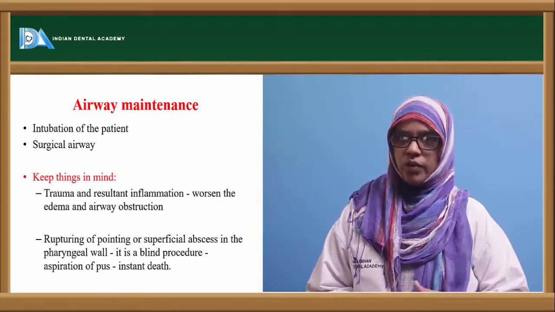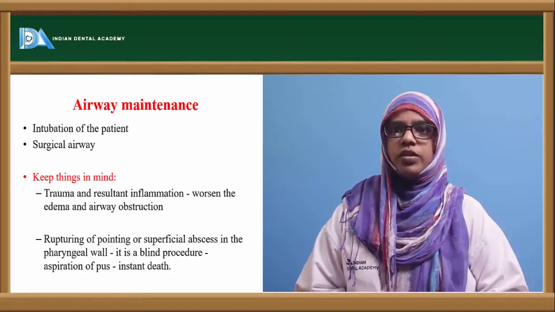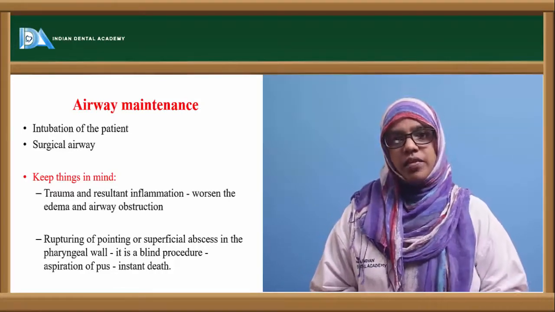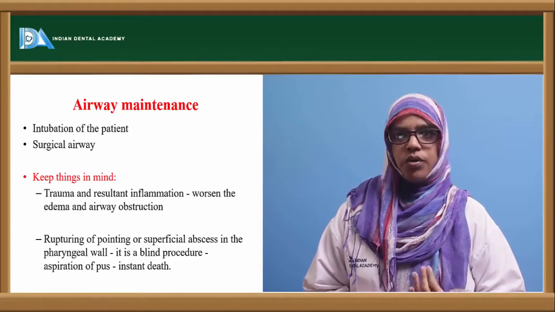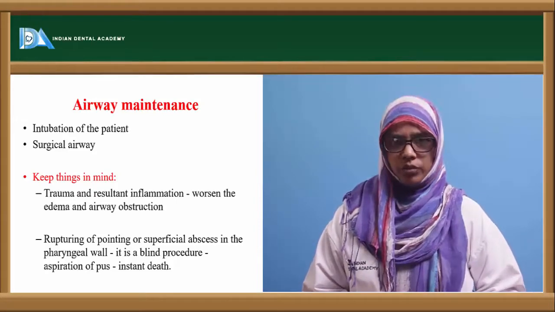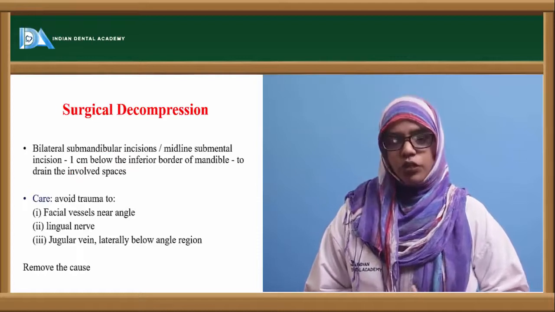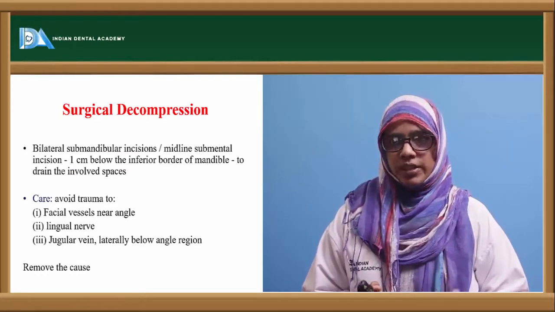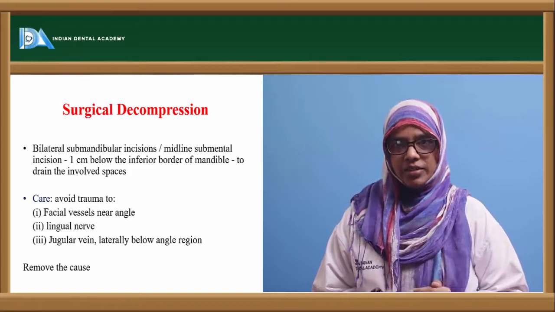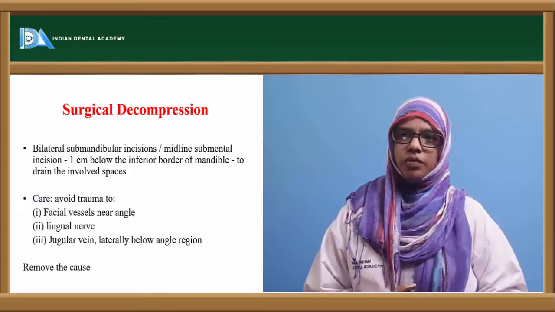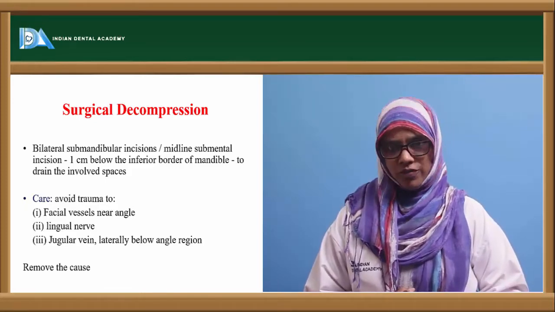If you are able to do it, well and good. If you're not able to do it, opt for a surgical airway. Now, surgical airway is in the form of a cricothyrotomy or a tracheostomy. Now, surgical decompression: you have to give a bilateral submandibular incision and a midline submental incision, 1 centimeter below the inferior border of the mandible, to drain the involved area.